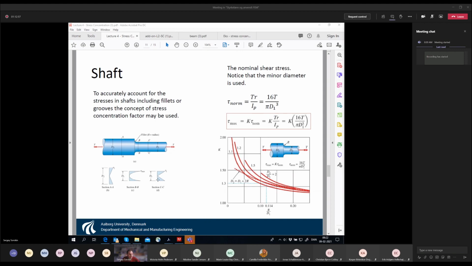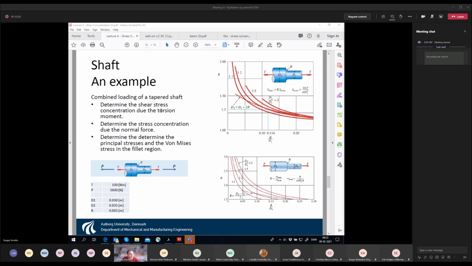And then we have tables or graphs showing the stress concentration factor as a function of the same things: the ratio of D2 and D1, and the ratio of this radius to D1. And then it's the same story. So if we go to a very sharp change, then the stress concentration factor for shafts goes to infinity. So it's just the same thing as for the axial extension compression. And then, yes, this is also the example.